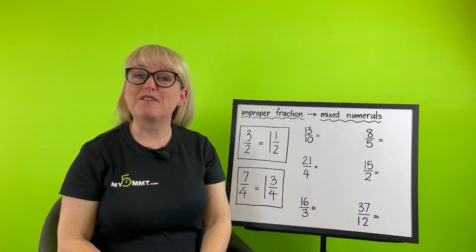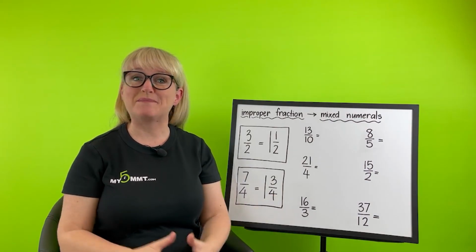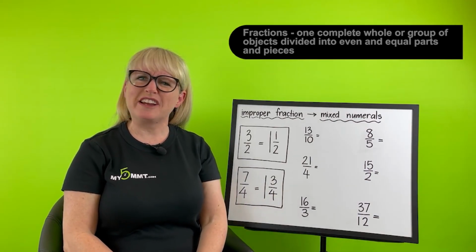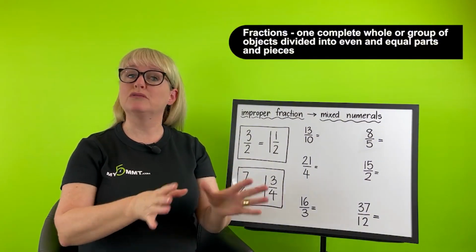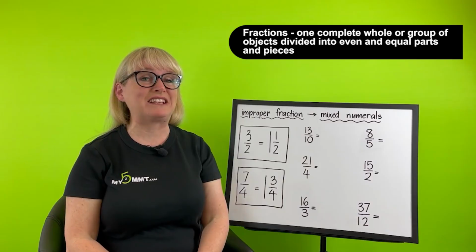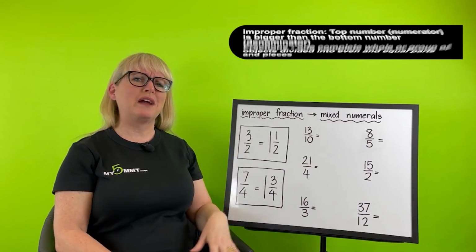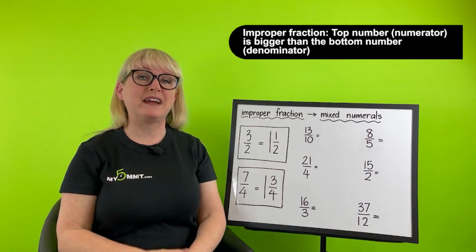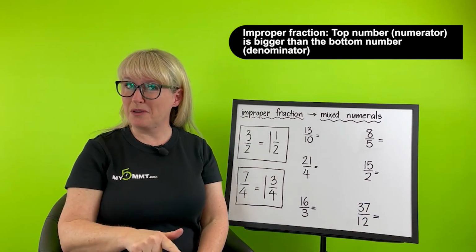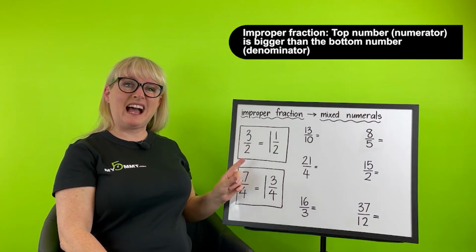This math summary focuses on improper fractions and mixed numerals, which are concepts linked with fractions. A fraction is when we have one complete whole or a group of objects and we divide them into even and equal parts or pieces. But sometimes our fractions can look a little odd, where our top number, the numerator, is bigger than the bottom number called the denominator. Here I've got 3 halves.